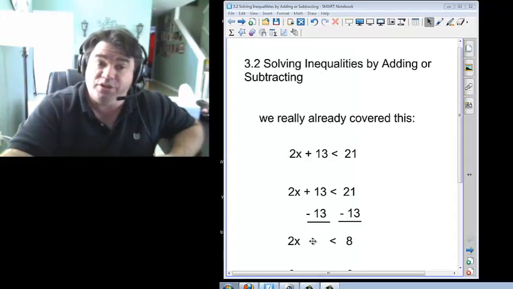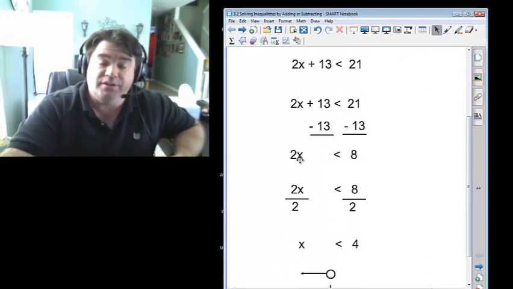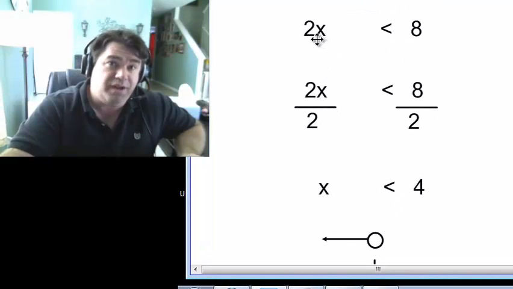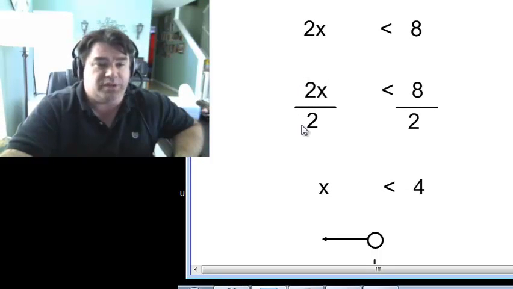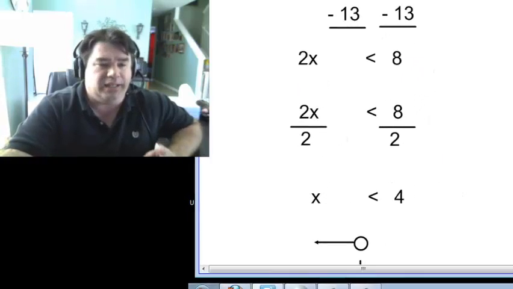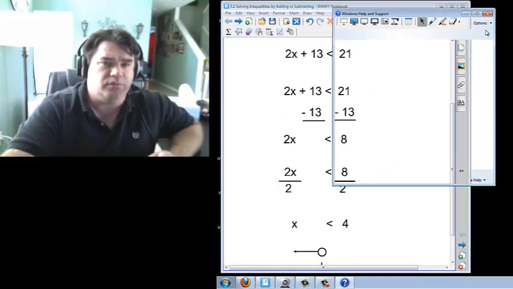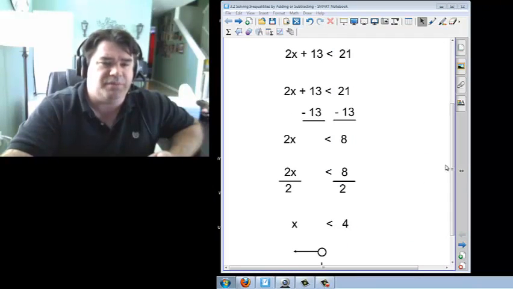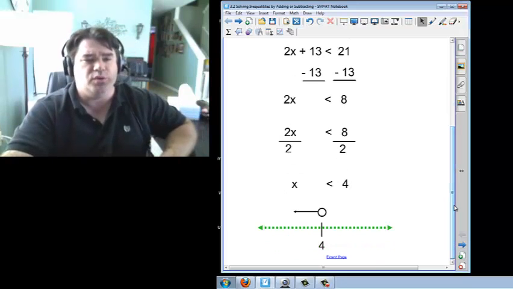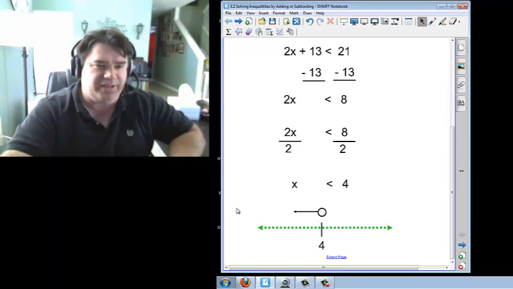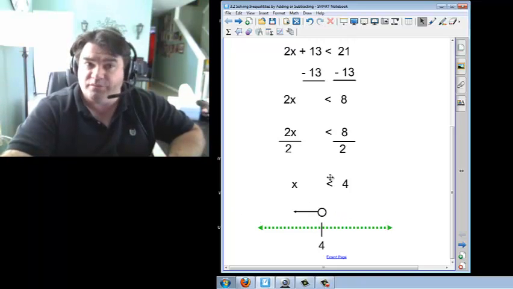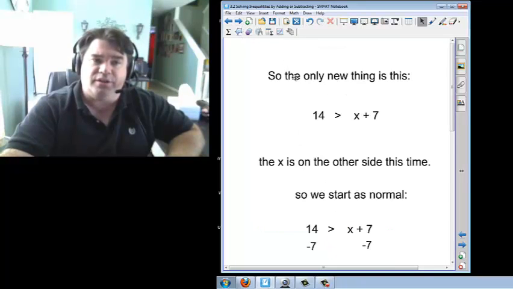Now the next step is to just get x by itself. So instead of times 2, we're going to divide by 2, on one side and on the other. We cancel those out, and you get x is less than 4. Remember, less than means you have an open circle going to the left side here. Say anything less than me is fine, I'm not actually a part of it. So you have that.